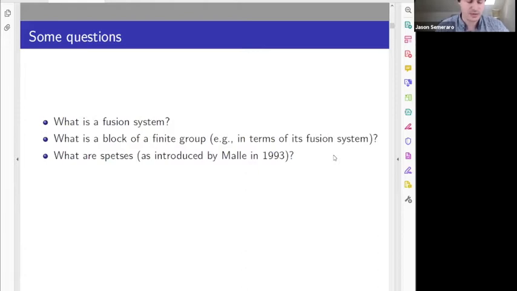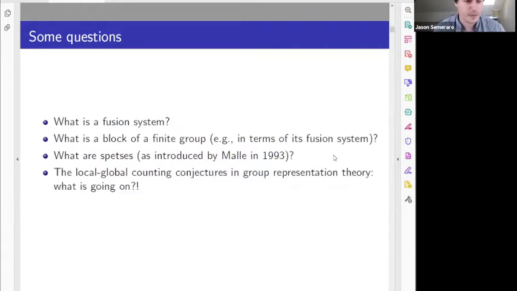The abstraction which takes you from a group to a Spets is analogous to what takes us from a group to a fusion system. So I want to motivate that as well. And the other question that should be in the back of our minds, as Radha has already spoken about, are these local-global counting conjectures in group representation theory, which try to extract global information about blocks given only local information, say in terms of a fusion system.